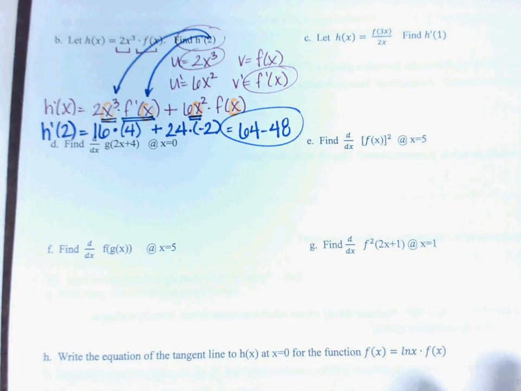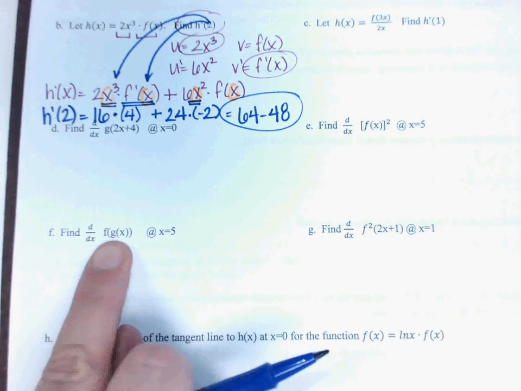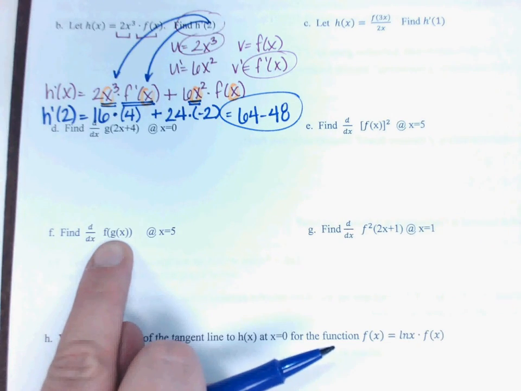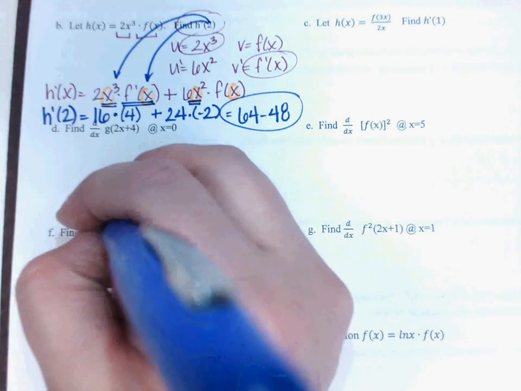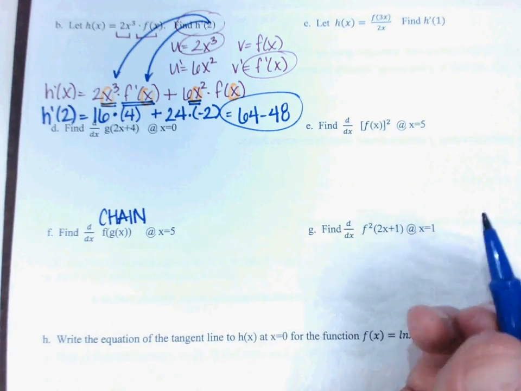Okay, look at letter F. f of g of x. Derivative of f of g of x. Is it product rule? No. Chain rule. Good. Okay, that's a chain rule. So remember, the derivative of the outside f.